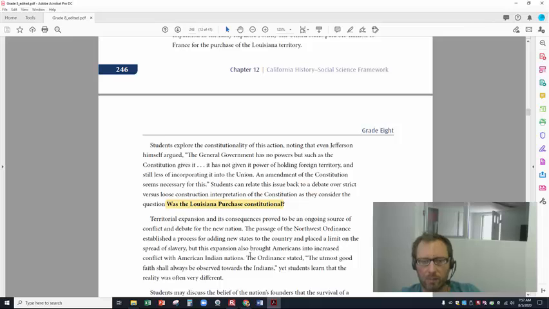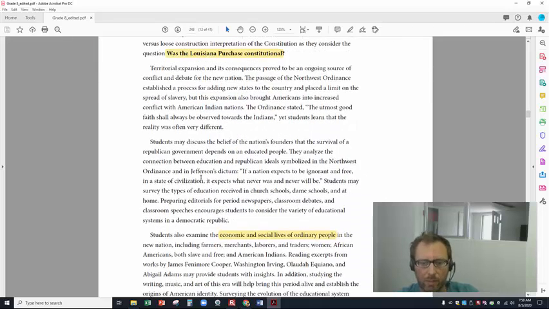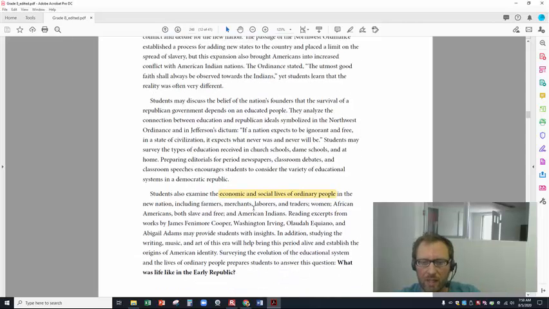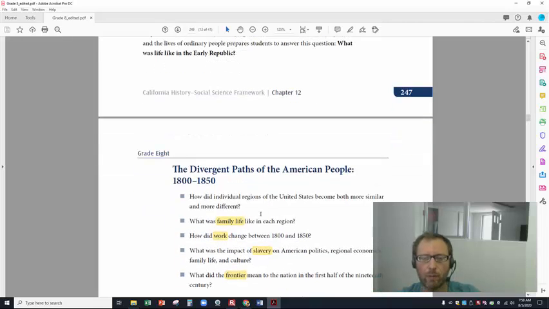Then we get to the Louisiana Purchase, which is fascinating because Thomas Jefferson is president, but he takes an action that expands the power of the federal government dramatically. So you're someone who is opposed to the expansion of federal government power, but takes more action in that regard than anybody else. So Louisiana Purchase and how it affects American society, the economic and social lives of people in the early republic. So that's where we get into things like family life, work, slavery, and then life on the frontier.